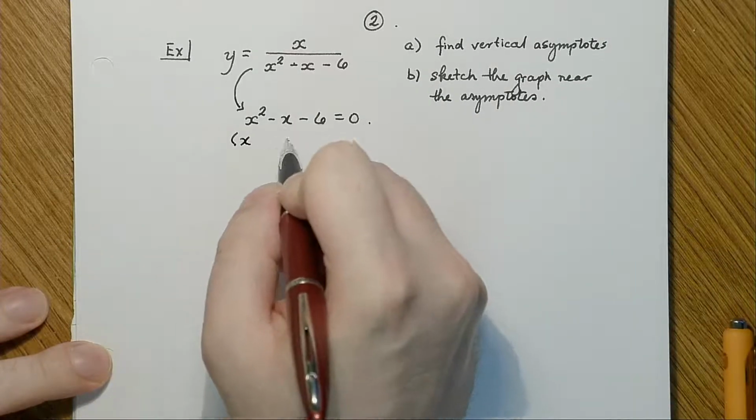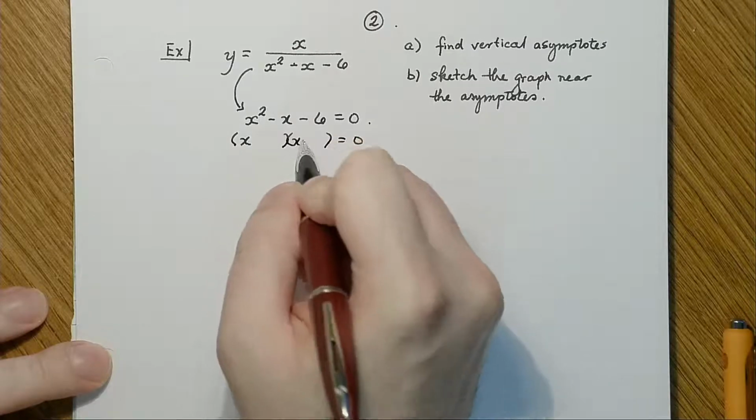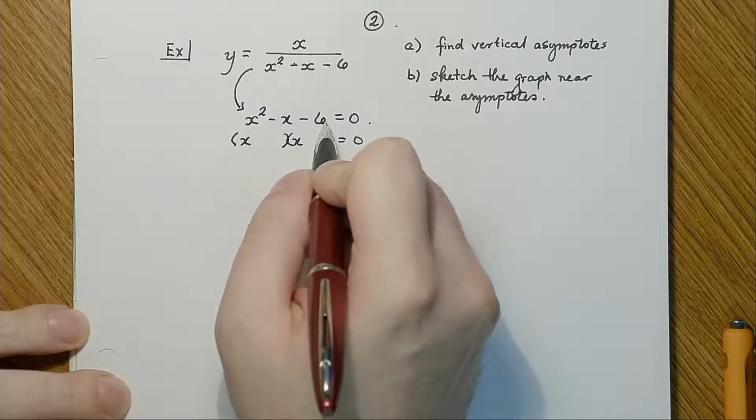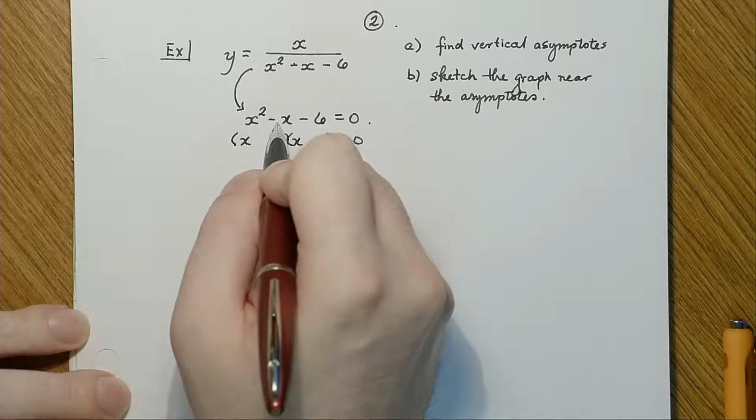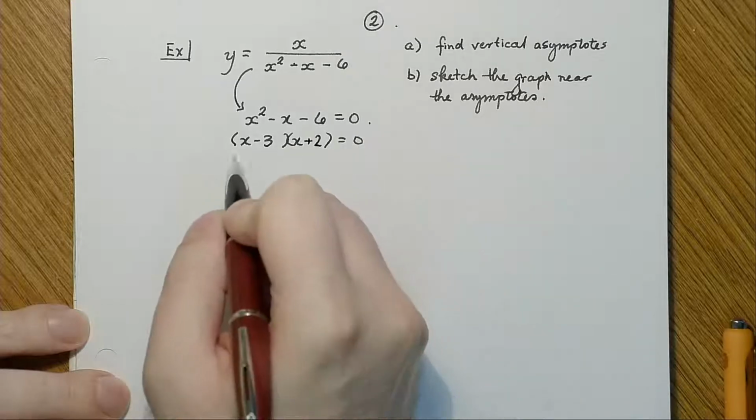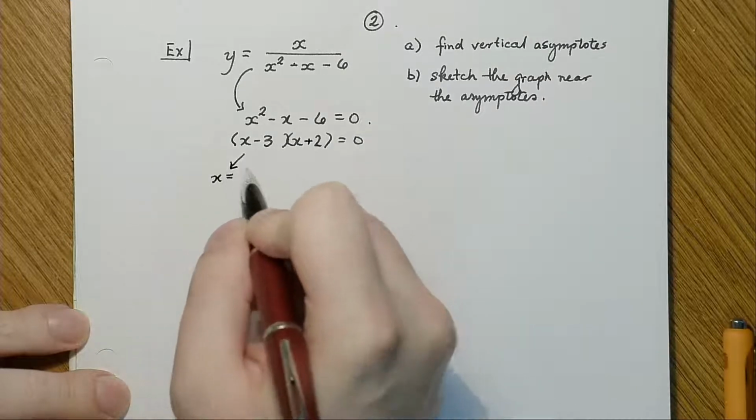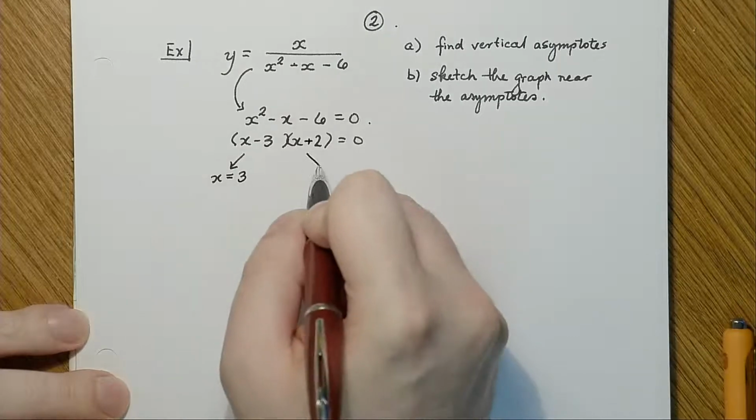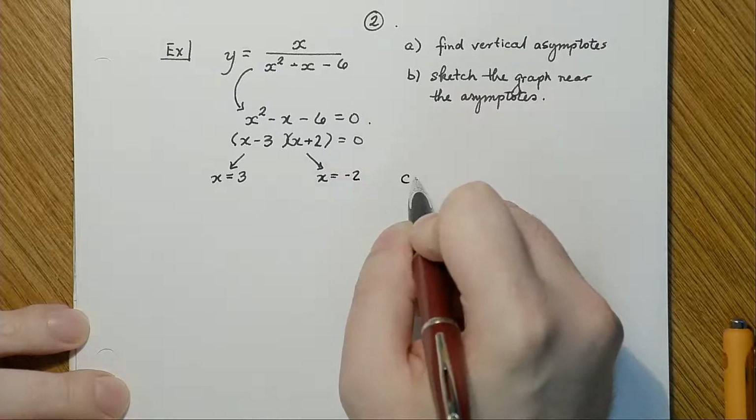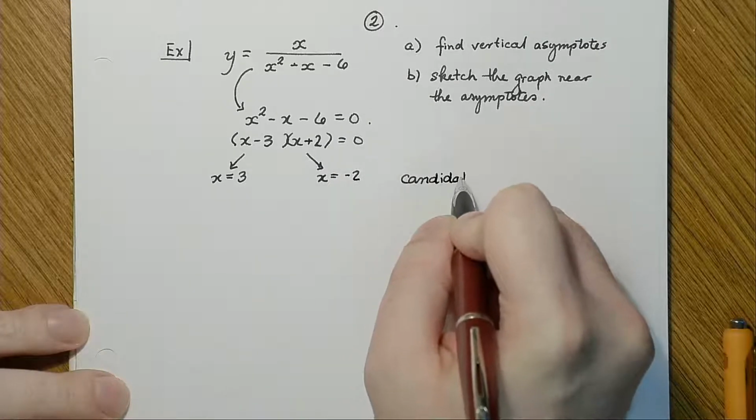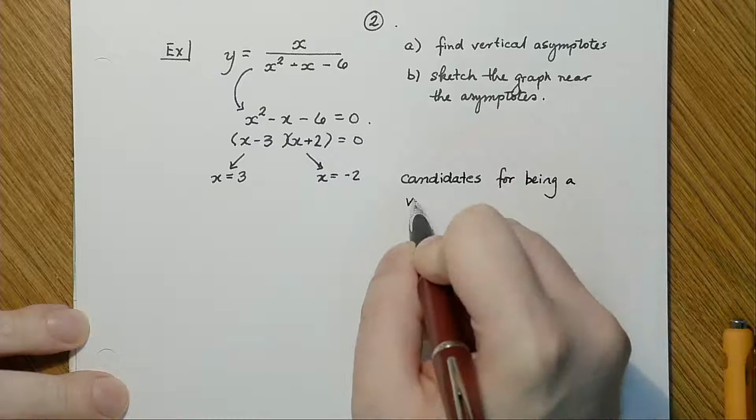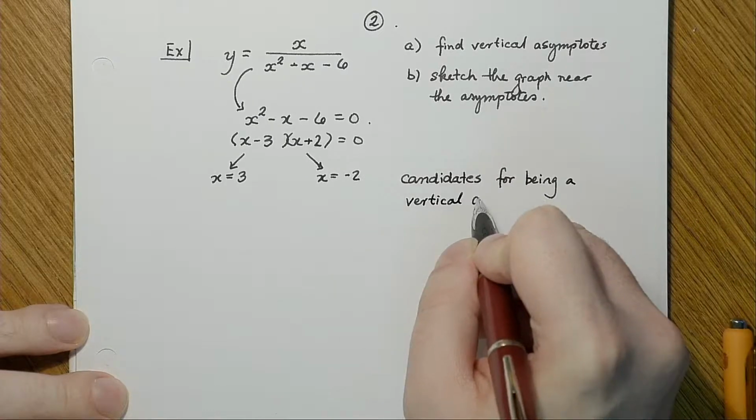So I get x, and x, my two numbers. I need a number that multiplies to give me -6 and adds to give me -1. Those two numbers I can think of are -3 and +2, which means that my candidates for the asymptotes are at x equals 3 and x equals -2. These are my candidates for being a vertical asymptote.